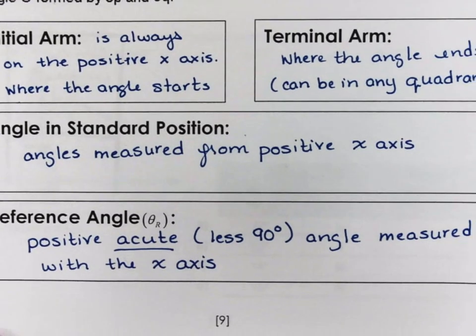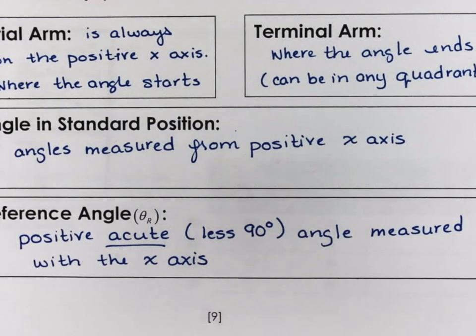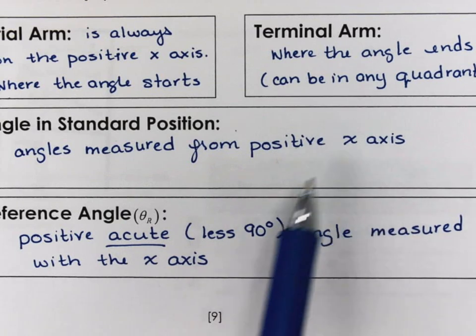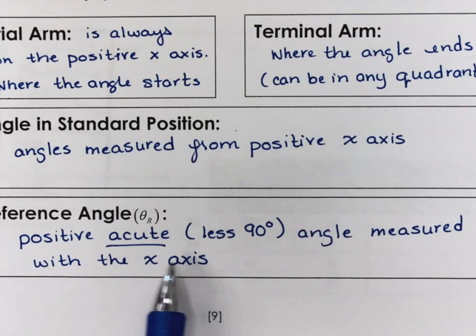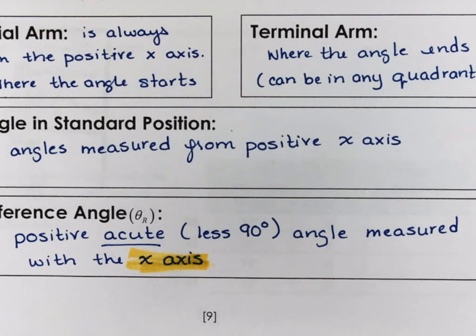Measured with the x-axis. Now, you guys are scanning, and that's the exact same definition that you gave us for the initial arm or the angle in standard position. One word's missing here. This one says positive x-axis. This one just says the x-axis, so it could be on either side. But the thing that you have to remember is that it's tied to the x-axis, not the y.